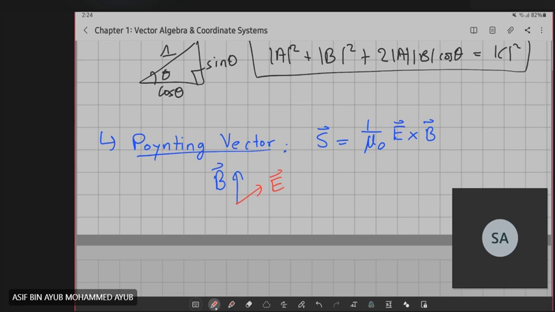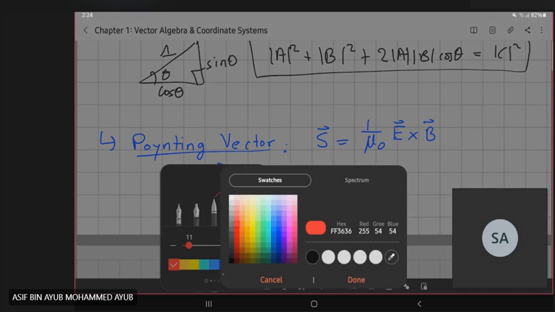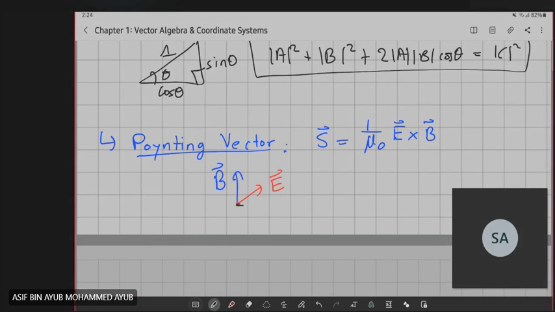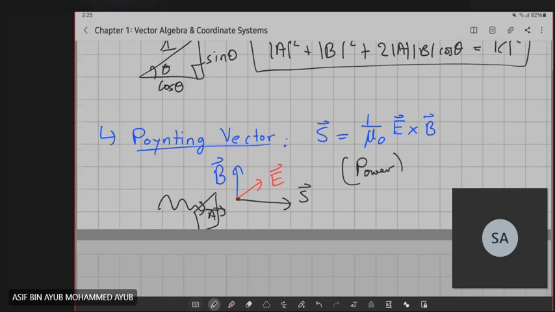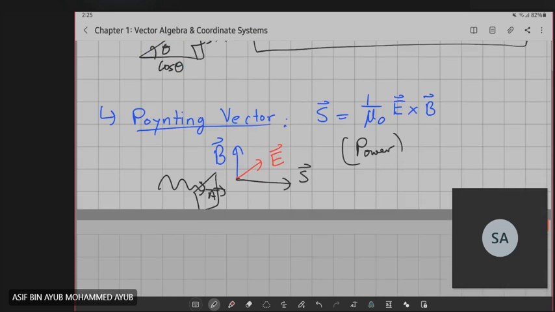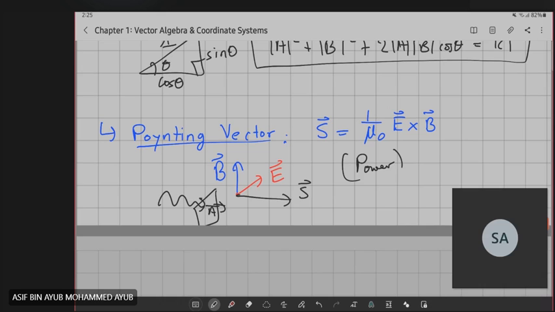just two vectors, E and B, you can represent the energy that is moving in space. You can consider this as a light wave, and you can have some area here. The amount of energy that is passing through A per unit time is what the Poynting vector tells you. So it's kind of like power. Basically, it has the units of power. Okay, so this is one quantity that is represented by cross product.